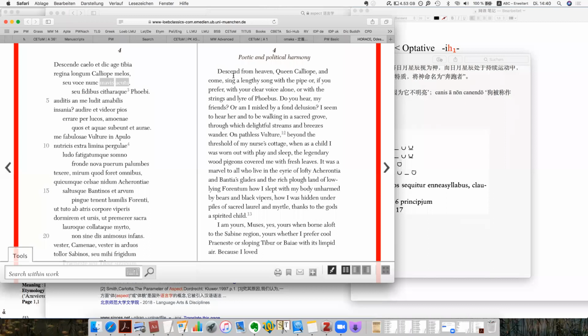Descende means descend. You all know the English descent, so from Latin it looks so similar. This is imperative, descende, and caelo means from heaven. Caelo is heaven. So: descend from heaven.